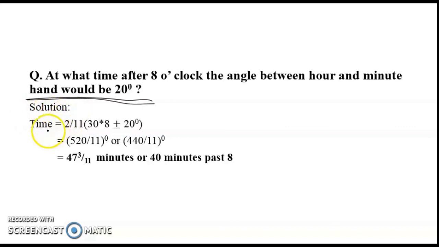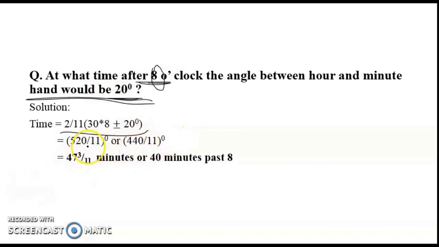So solution, time equals 2 by 11 in bracket 30 into starting time plus minus required angle. So 2 by 11 in bracket 30 into 8, this is the starting time because we have to calculate the time after 8 o'clock, plus minus 20 degree because the angle is given as 20 degree. So this is coming out to be 520 by 11 degree or 440 by 11 degree.